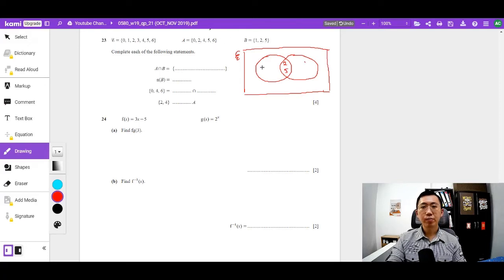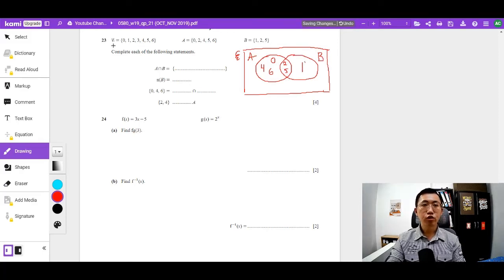Okay, now fill up A first. Label here A, label here B. Fill up A. A got 0, 2, 4, 5, 6. Teacher already drew 2 and 5, so fill up 0, 4, 6. Now we're going to fill up your set B. Set B got 1, 2, 5. 2 and 5 has been shown, so you just need to put 1, right?